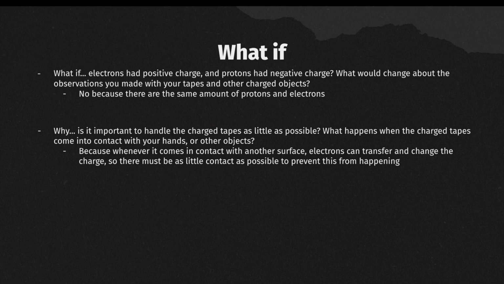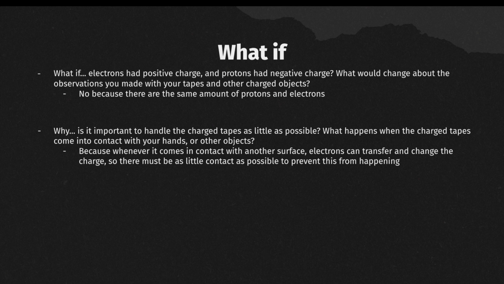Okay, what if? What if the electrons had a positive charge and the protons had a negative? What would change about the observations that I gathered? Nothing would have changed because either way, it's still the same amount of protons and electrons. So no matter what, it would still show the same results because they would still either repel or attract. It's just kind of flipped, but still the same.